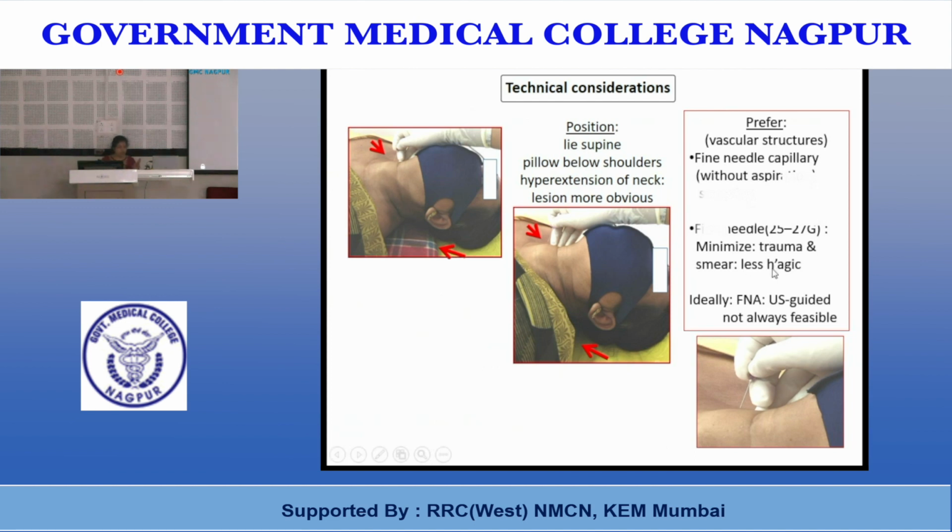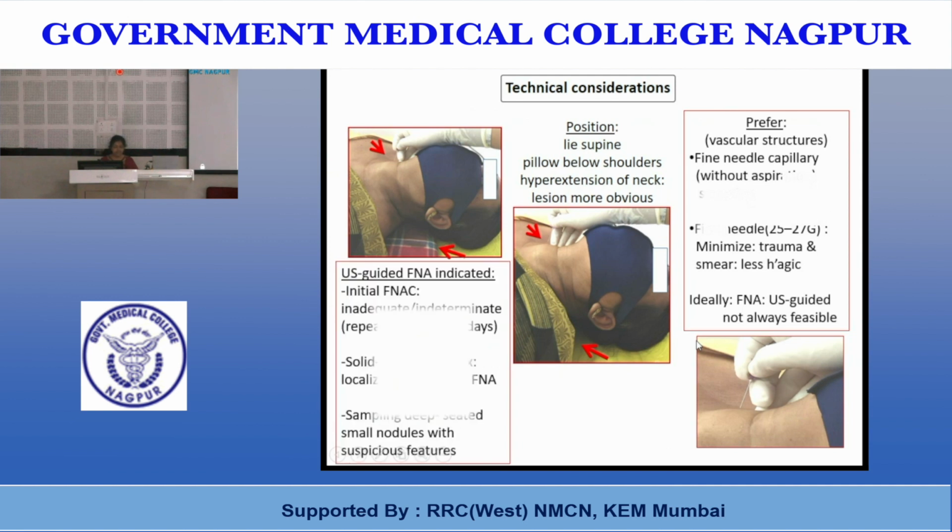This will minimize the trauma and the smears will be less hemorrhagic. Ideally, thyroid FNA should always be done under USG guidance, but as it is not always feasible, we can do it under guidance, especially when the initial FNA is inadequate or indeterminate. And if the lesion is solid, cystic or complex, to localize the solid area, there's nothing like a guided FNA, and a deep-seated small nodule, you will always require a guided FNA.